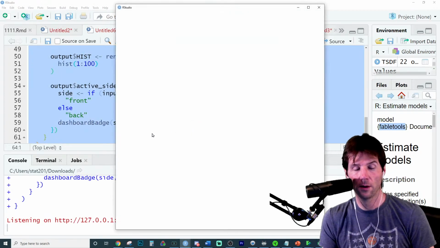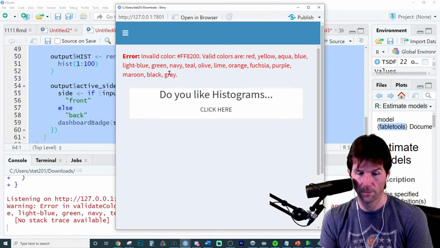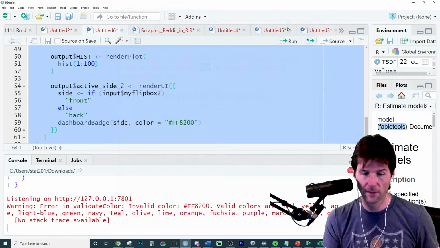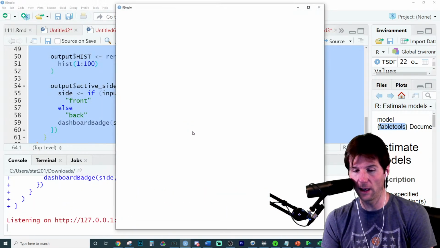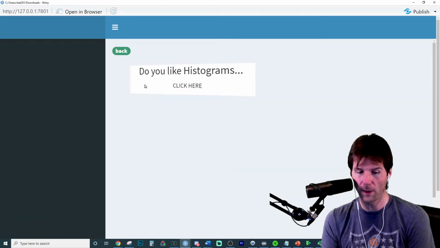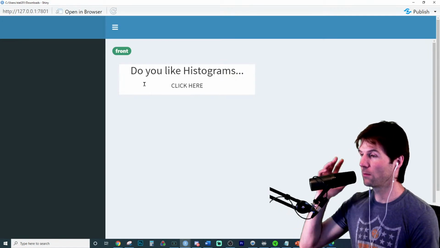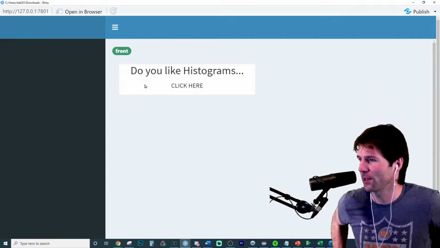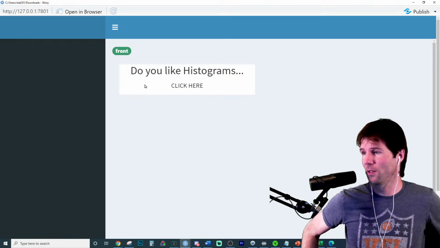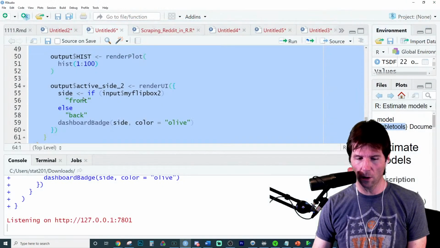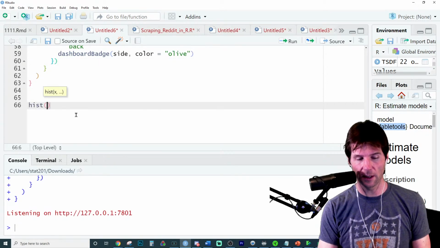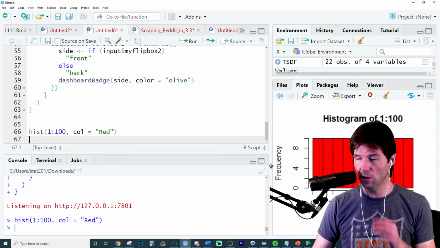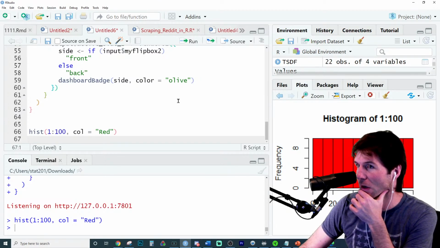Why in the world? Really? That's weird. Why would they make only certain colors? Olive. The more you know, the sadder you get. There's your olive right there. Why not just go through the... I don't understand that. I don't know why you wouldn't just allow for all colors. You just say color. Here's the color. R will accept colors usually of uppercase, like... There you go. There's red histogram. So it's weird to me that Flipbox is like, nah, we're not doing that.